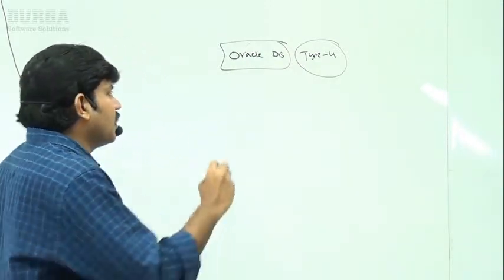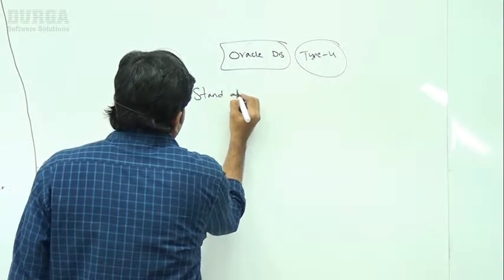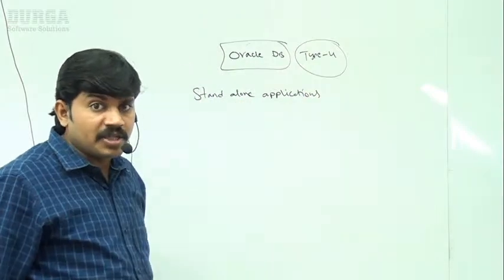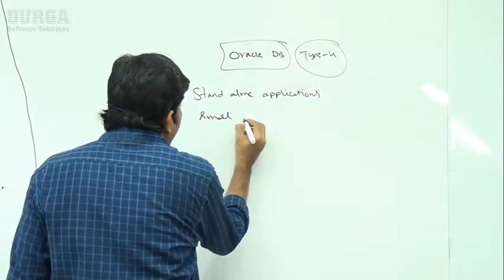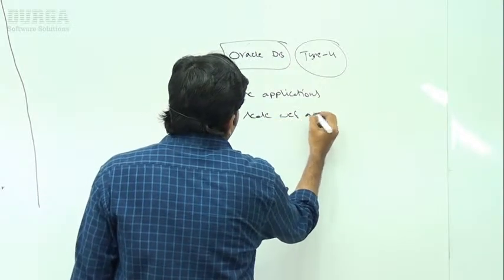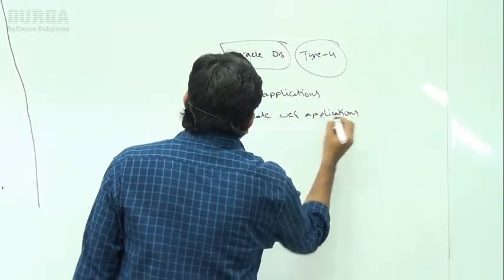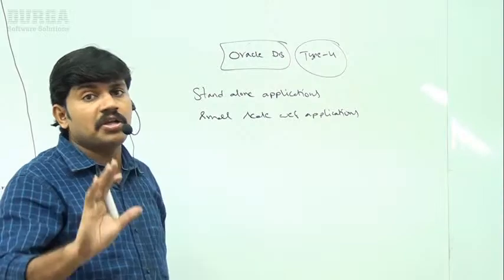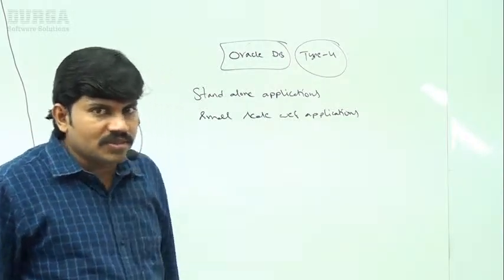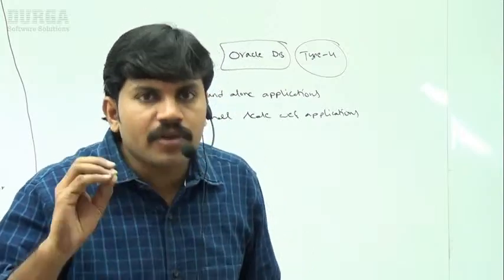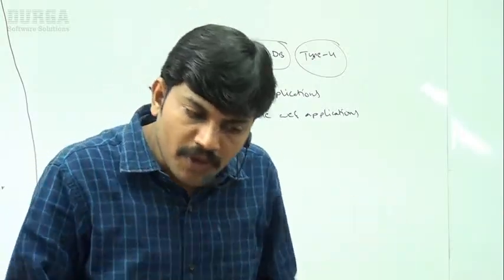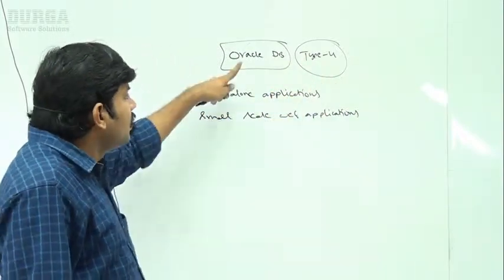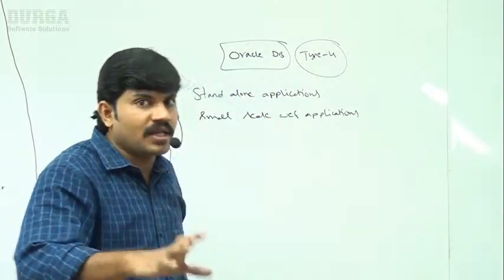The best examples are standalone applications, the applications we run on a single machine, and small scale web applications. For these kinds of applications, the type 4 driver is the best suited. Remember. So what is the conclusion? In our application, if we are using only one type of database, it may be Oracle or MySQL, it is better to go for the type 4 driver because we can use that particular database specific type 4 driver.